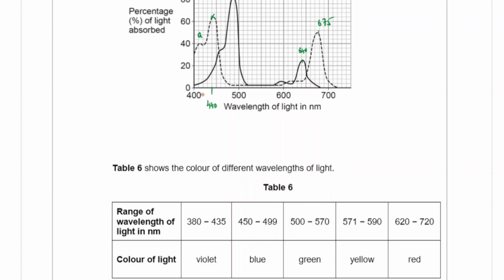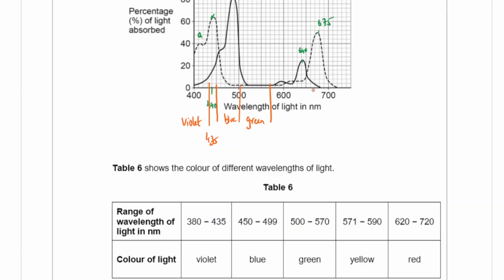So 380 to 435, that's 435 up to this point. Then 450, so this is violet. 450 to 500 is going to be blue. 500 to 570, so here is going to be green.